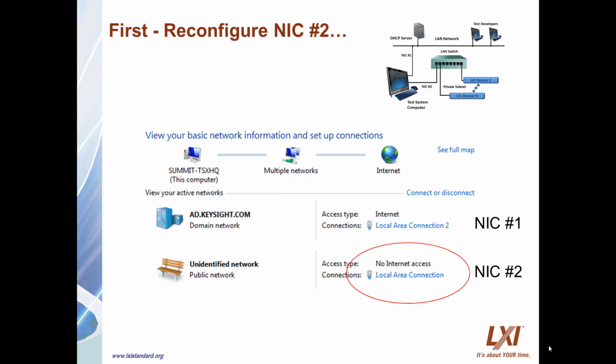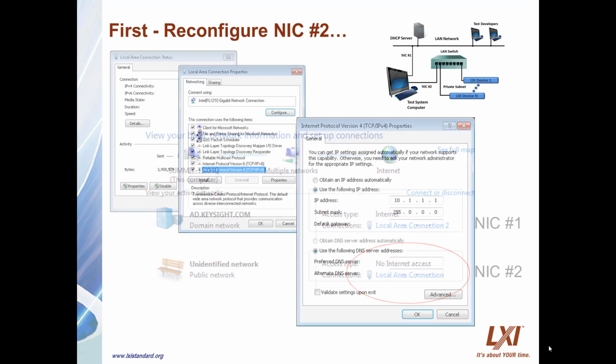If you bring up the network connections on your PC, you will find information on all the LAN interfaces available to the computer. NIC number 1 is connected to the company LAN and has access to the internet. Network interface card number 2 dropped into the auto IP range of addresses just like the LXI devices did. To change the IP address of NIC number 2, select the local area connection link.